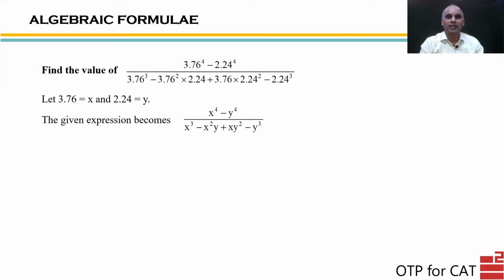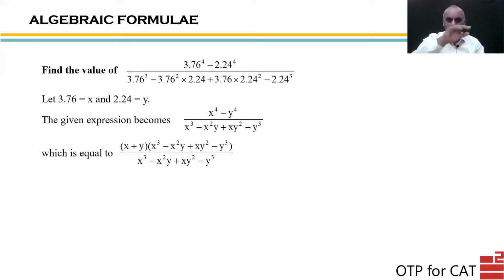x4 minus y4 has to be factorized. Now there are various ways to factorize the numerator x4 minus y4. But I want the factorization in such a way that some portion of that cancels with the denominator. The denominator gives me a hint as to in what format I have to factorize the numerator. So this numerator should be factorized as (x plus y) into the remaining part. In brackets, I'll have x cube minus x square y plus xy square minus y cube, which matches with the denominator, and the whole thing gets cancelled out. And so I'm finally left with x plus y, which is 3.76 plus 2.24, and that is 6.